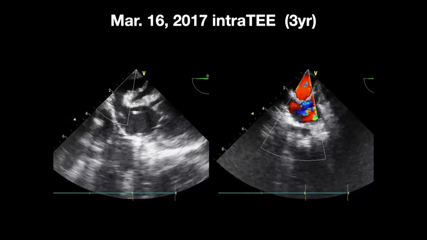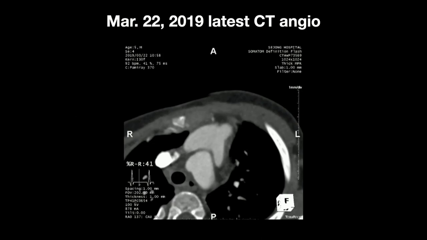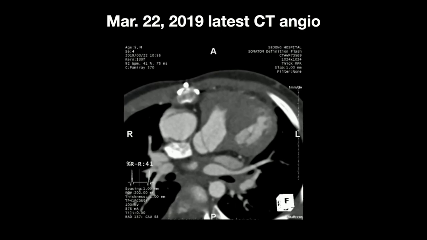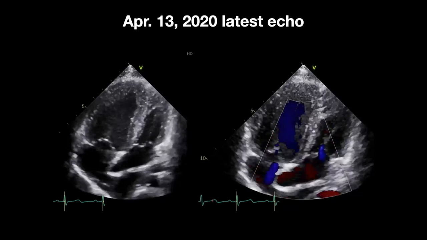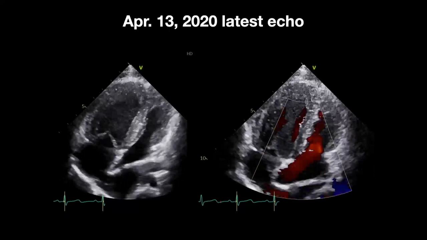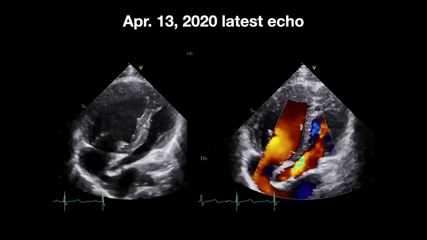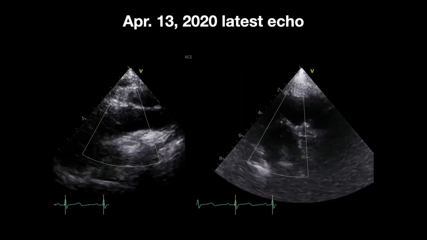And this is the post-op CT. Both PAs looked unobstructed, no pulmonary vein drainage site obstruction was noted. And this is the latest echo. The hypoplastic LV looks good, no pulmonary vein obstruction, and both AV valves only have mild regurgitation, and no neoaortic regurgitation or PS is noted.